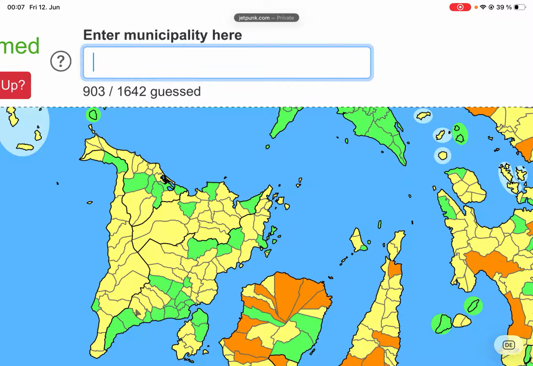Then this one should be Igbaras. Alright, we have Alimodian and Tubungan.